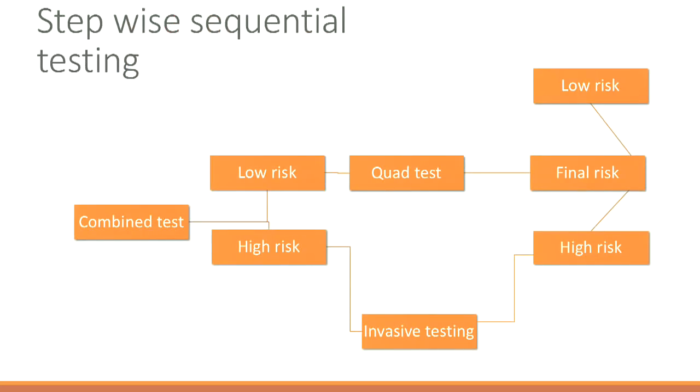The stepwise sequential is slightly different, in the sense that you would do a combined test and then divide these women into two groups, a low risk group and a high risk group. The low risk group then have another test like a quadruple test in the second trimester, which is integrated with the combined test, and depending upon the final risk you would decide whether you want to send this patient home or do invasive testing. If it comes out to be high risk after the initial combined test, you would directly go in for invasive testing. Here again the problem is that these low risk women will have to come back again and do a quadruple test before they actually know whether they are low risk or not.